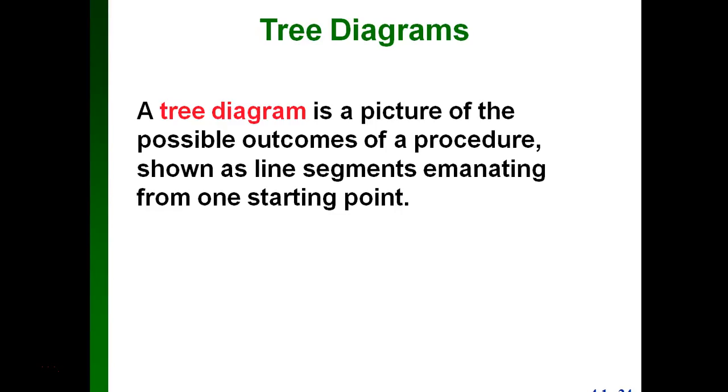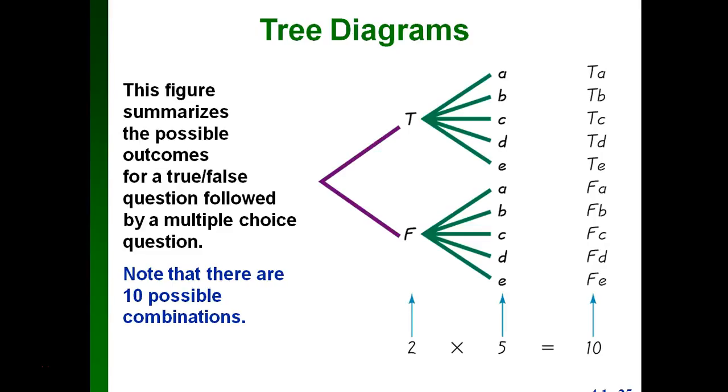A good way to see what the relationship between those are is to create a tree diagram. So for example, if I have a 2-question quiz and I say the first question is a true or a false, and then the second question is a multiple choice with 5 selections. What are the possible permutations, right? What's the possible order of answers that you can put on this 2-question quiz?